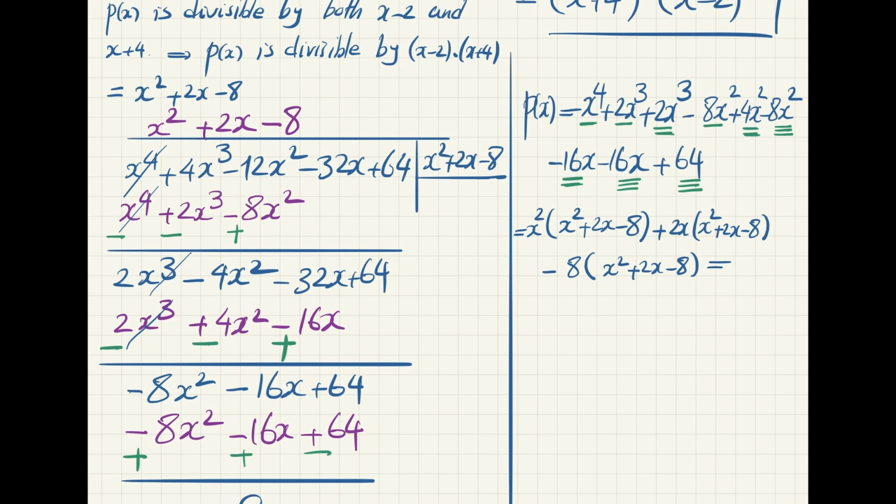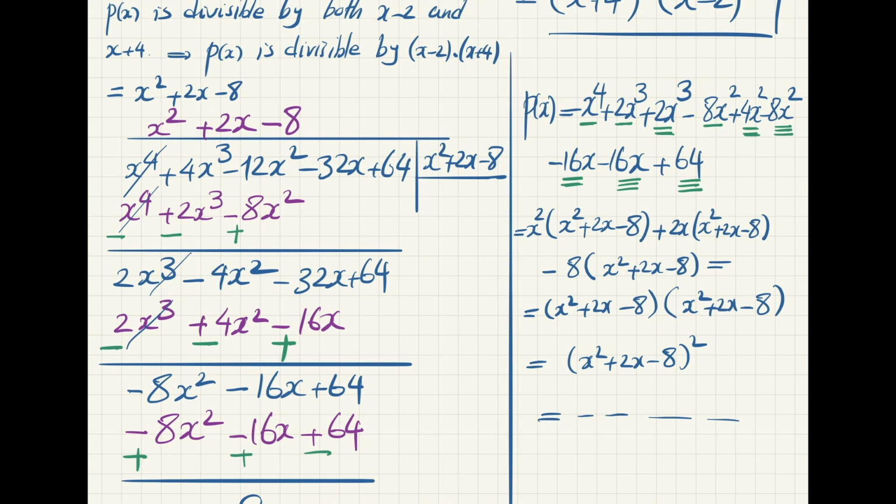And as you see, now I have a common factor, so I can factor it out, so it becomes x squared plus 2x minus 8. Then I will have x squared from the first one, 2x from the second one, and minus 8 from the last one, and you get the expression as you got before. And of course you can continue as you did before.